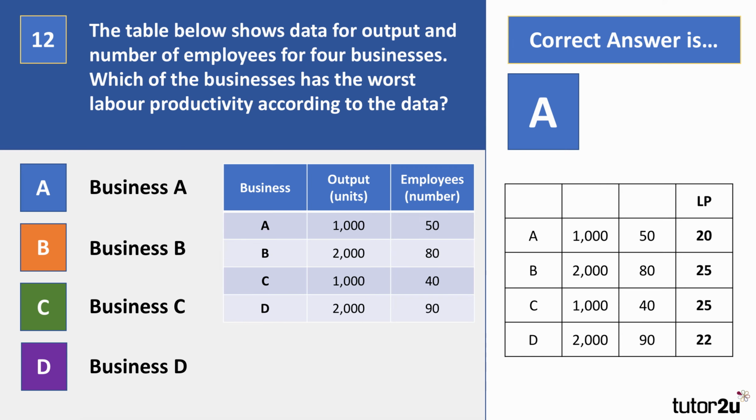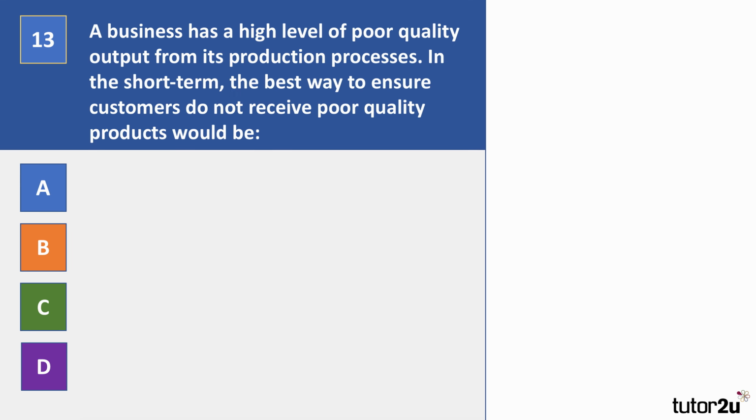And here's a little working. The number on the right hand side there is the labour productivity. In theory it should have the word units after it, but a bit of a tight squeeze in the table. So business A, 1,000 units made by 50 employees, that's 20 units per employee, which is the lowest of the 4 businesses when you do the calculations. Okay, question 13.